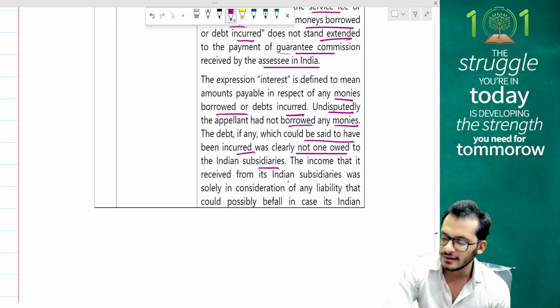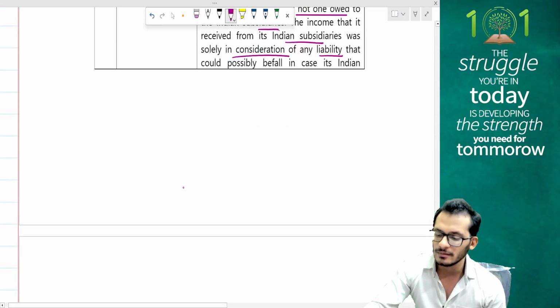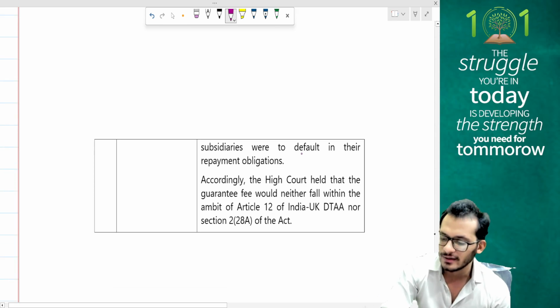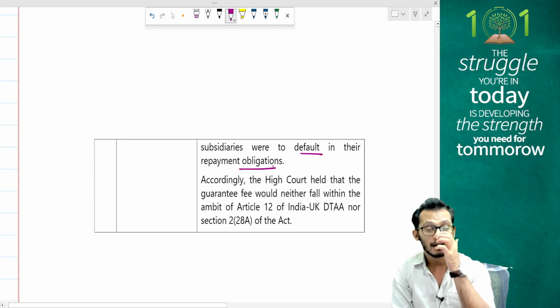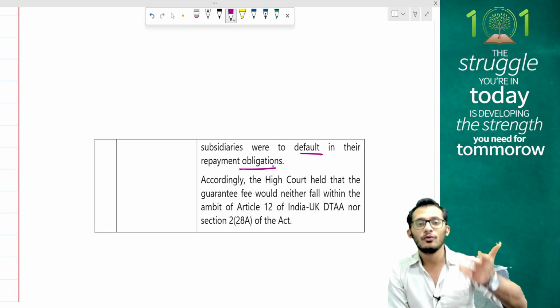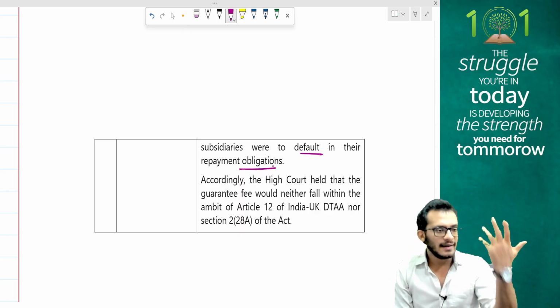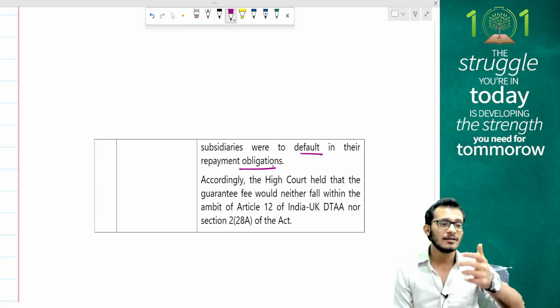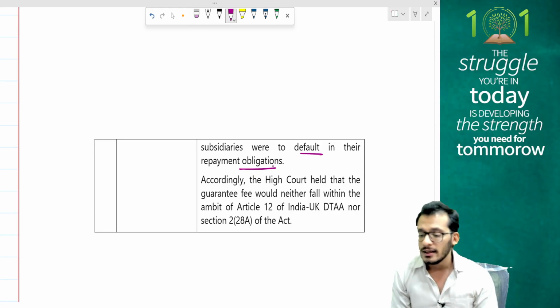The income received from its Indian subsidiaries was solely in consideration for any liability that could possibly befall it in case the Indian subsidiaries were to default on their repayment obligations. This means the guarantee is only a contingent activity. It is not mandatory at this point of time and will only accrue when the person actually defaults. Right now, there is no such obligation, and therefore there is no reason for me to call this an interest.